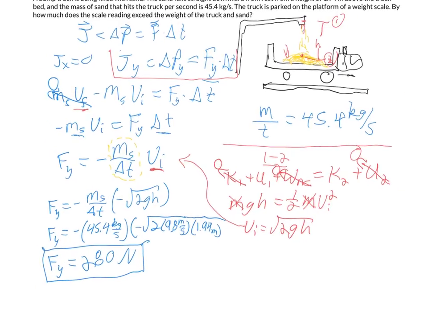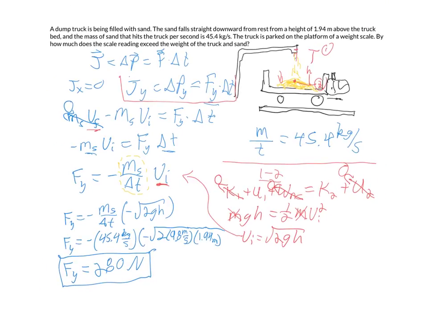Boom, box worthy. So again, the scale is reading more because it's slowing down the sand. The moment that the sand stops flowing, the moment it stops impacting, the scale will be accurate. But as a result of the truck slowing down the sand, causing it to stop its downward movement, there's an impulse, there's a force, and we just calculated what that force is. Hope that makes sense. Let me know if you have any questions.